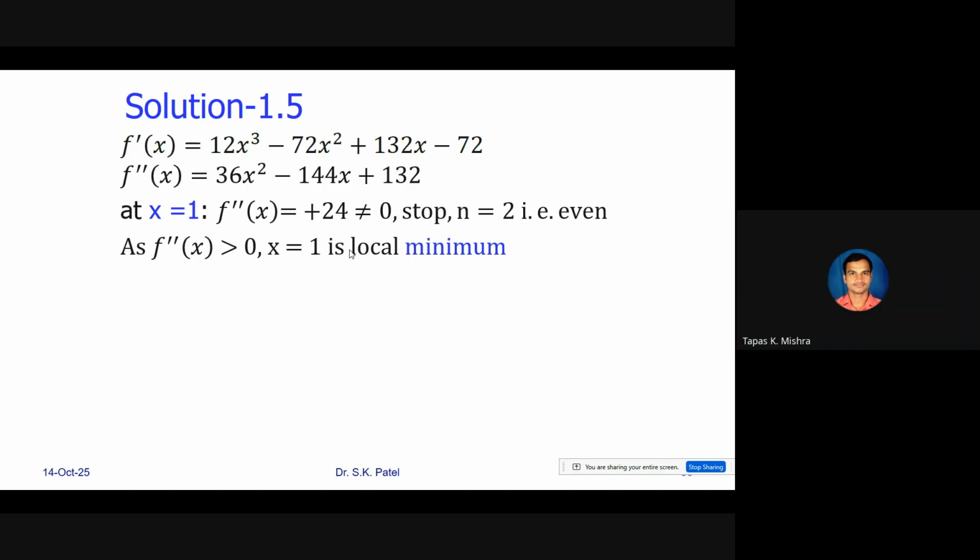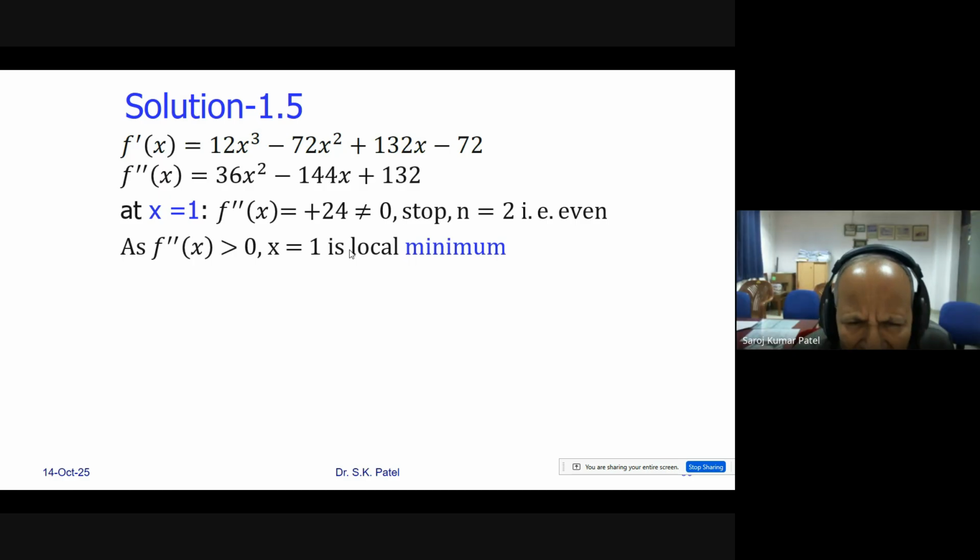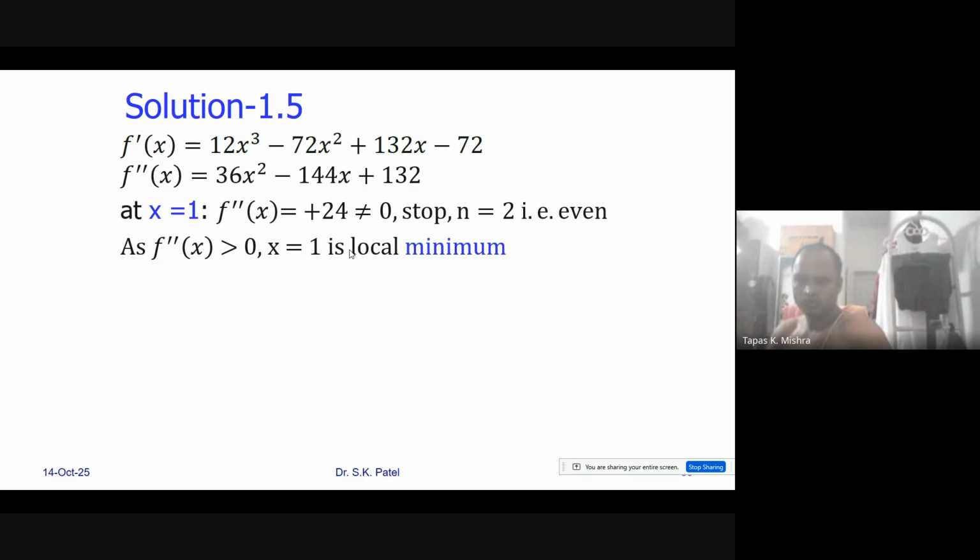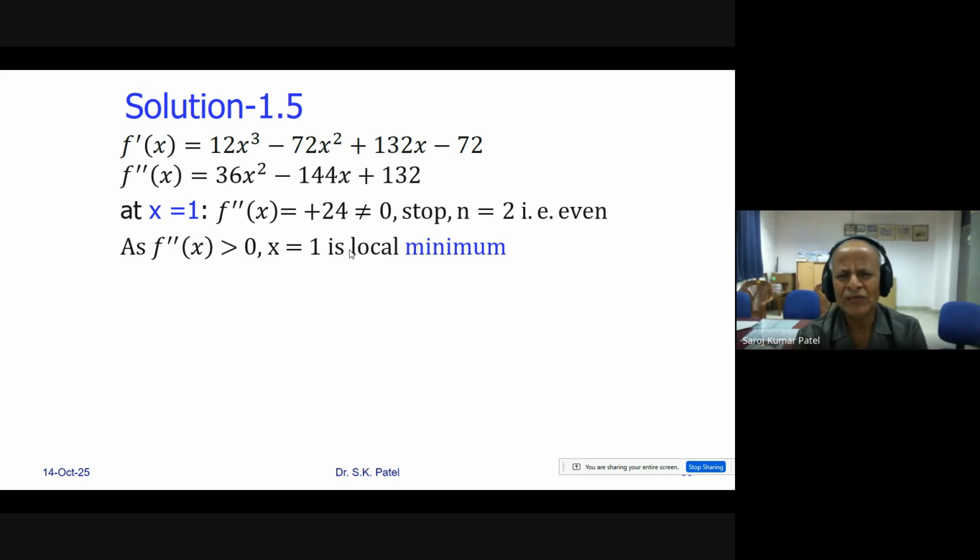Similarly, let us try for x equal to 2. You try and tell me. First you try. At x equal to 2, what will it be? Whether it will be minimum, maximum or local optimum? Sorry, point of inflection. Find out at x equal to 2 the value of the second order derivative. In this 36x square, put x equal to 2 and solve it. And tell me the value.